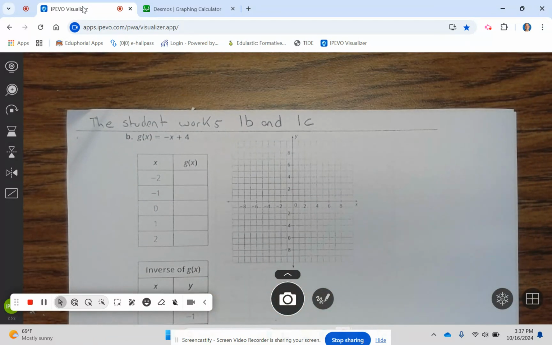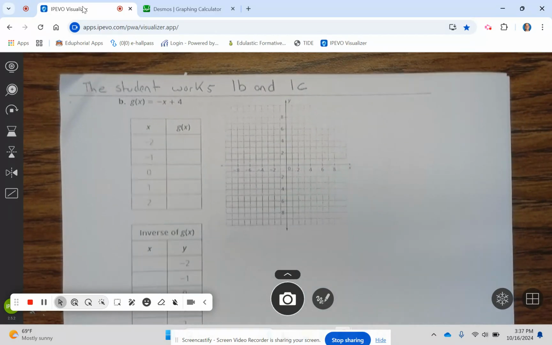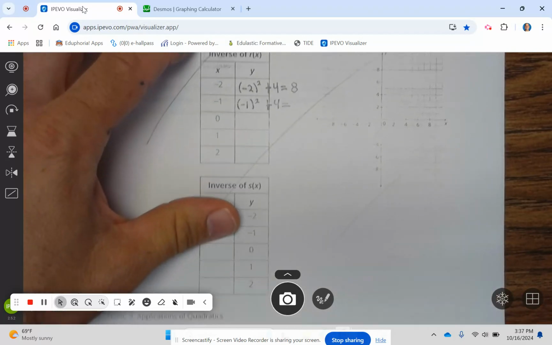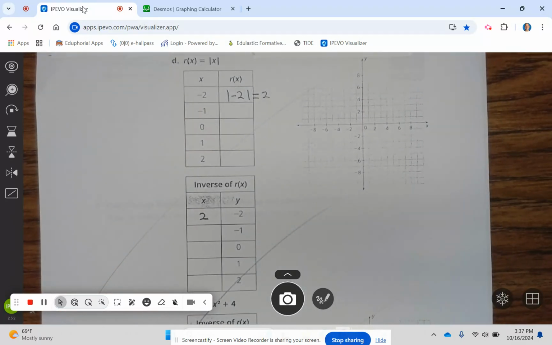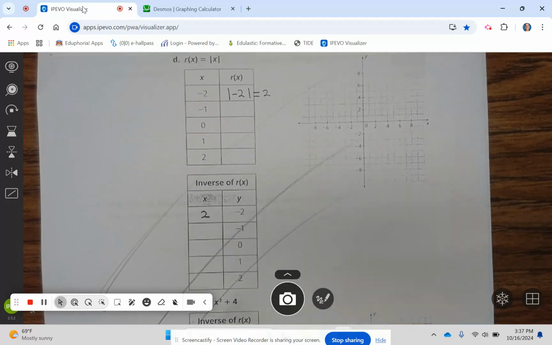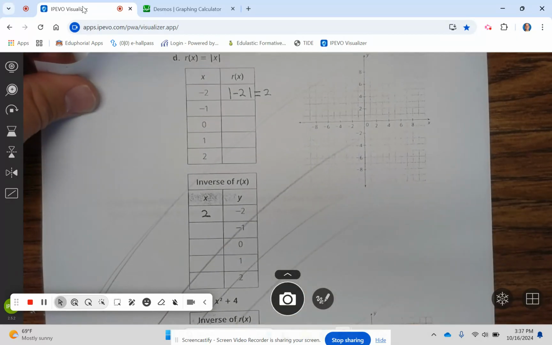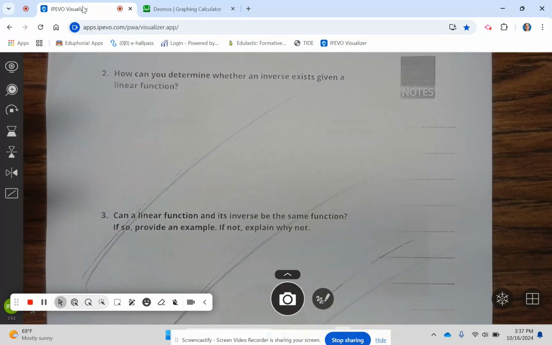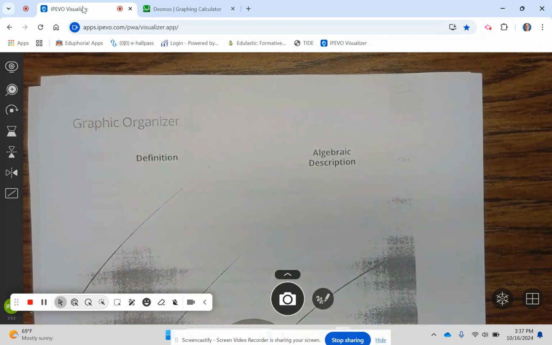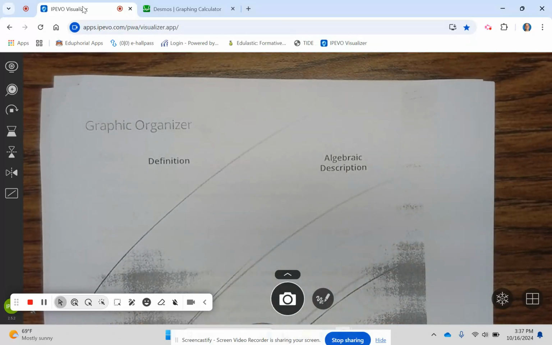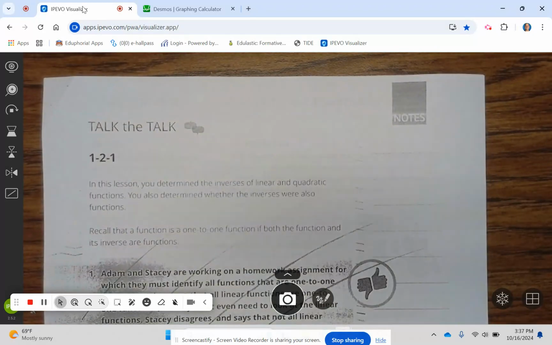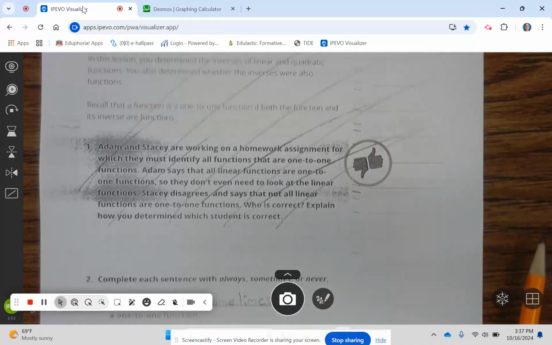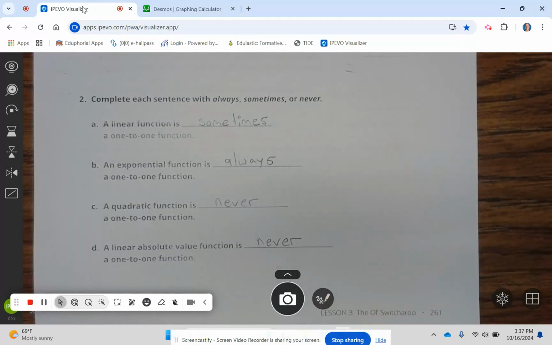The student works 1b and 1c. All right, let's take a look at the next page. Go ahead and mark out this page. All right, let's take a look at the next page. Go ahead and mark out this page. Go ahead and mark out this portion of the page, and then let's look here.